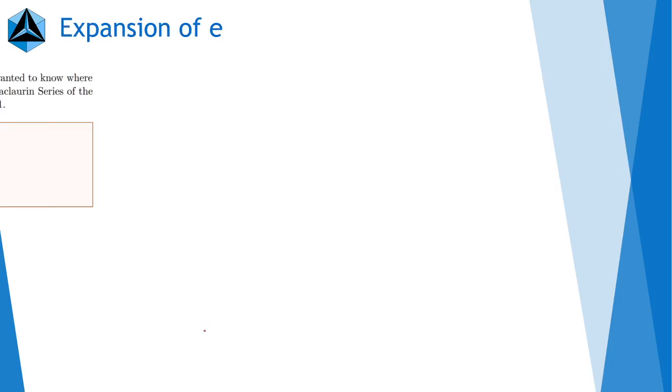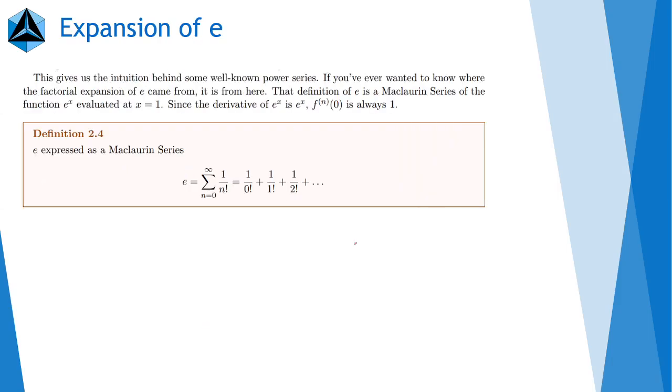So the expansion of e. Some of you may have seen this thing right here. Let's just skip to this real quick. e expressed as a Maclaurin series. Some of you may have seen this expansion for e, where e is equal to 1 over 0 factorial plus 1 over 1 factorial plus 1 over 2 factorial, and so on. So this is actually a Maclaurin series.